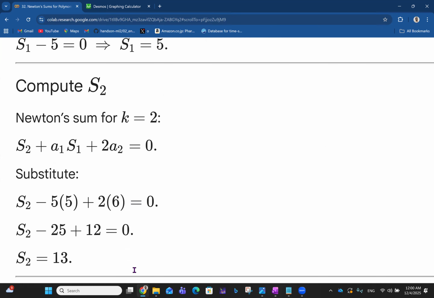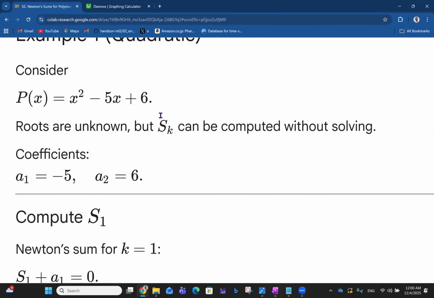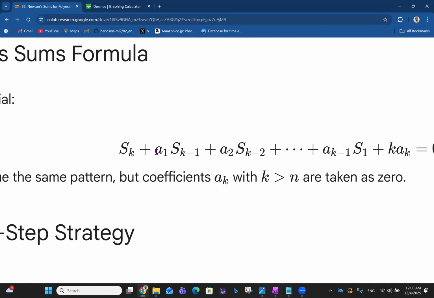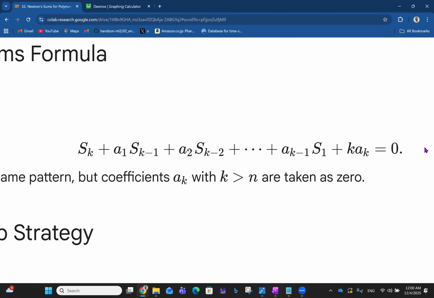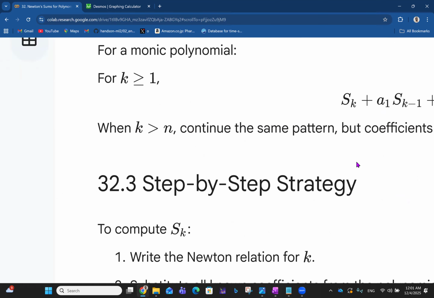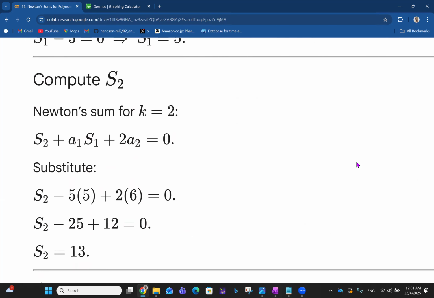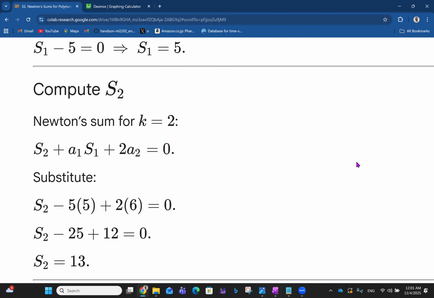So if you go for S2 now, Newton's sum for K equals 2. To compute S2, that means K is equal to 2. And since K is equal to 2, you keep referring to this expression. So you have S2 plus A1 S1. Of course, you can't have S0. Then you jump to 2A2. So you have S2, A1 S1, then plus 2A2. And that is exactly what we have here. So you have to keep remembering that expression.